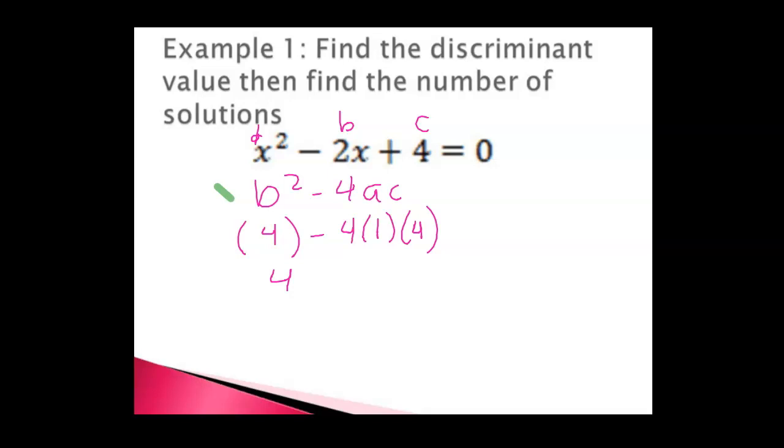A negative 12 tells me that I have 2 imaginary solutions.